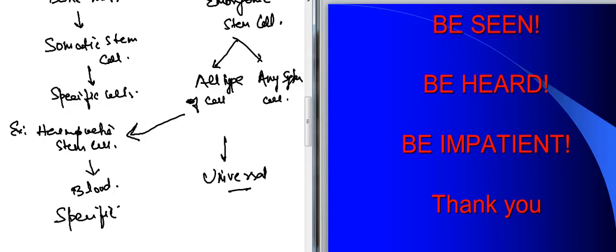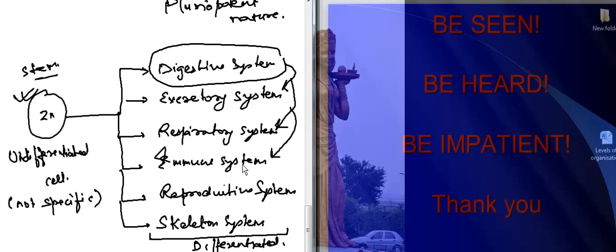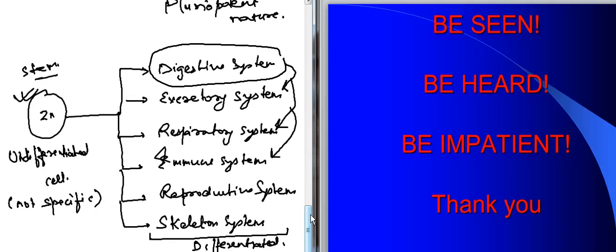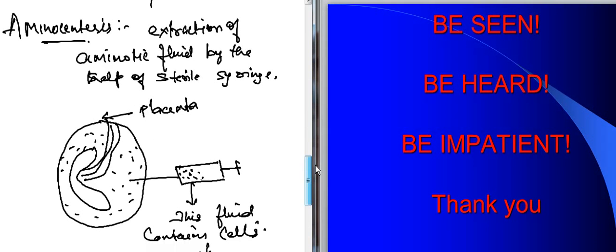Secondly, we can extract the stem cells from the embryonic stage. Either you can take it through the embryo, or you can take it from the fluid in which the child is growing. That fluid is called amniotic fluid. We have discussed how we can extract the amniotic fluid with the help of a process called amniocentesis.